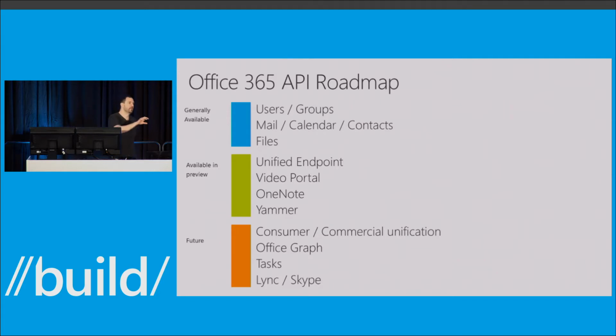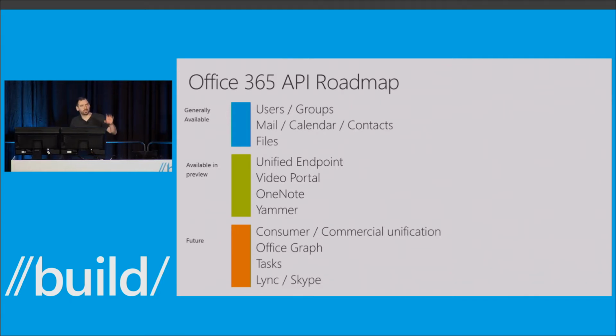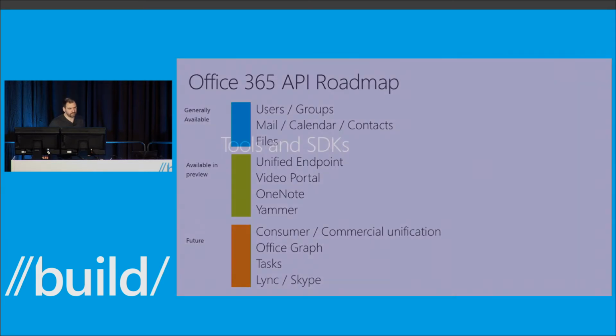Things like having the same APIs for consumer properties and commercial properties, which Ryan will talk about for OneDrive, and Rohit will talk about for Outlook.com. We've got the Office Graph API that gives you those insights about documents that are interesting to you or people that work with other people across boundaries. We've got a Tasks API coming. We've got Lync and Skype APIs that are coming. So we're going to continue to iterate on these things and build more and more very quickly.